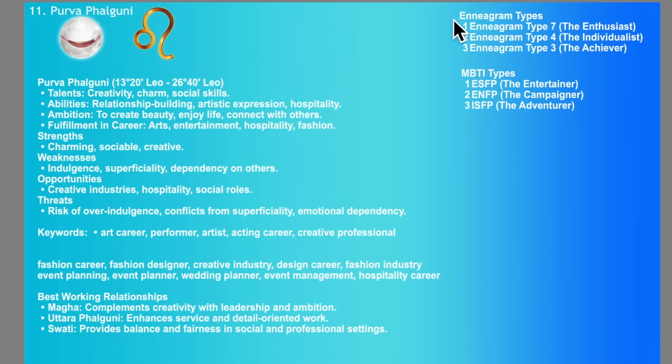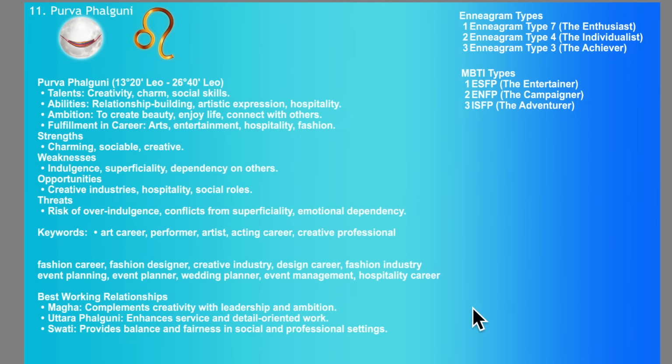Next, let us see the Enneagram type matches to Purva Phalguni and MBTI matches to Purva Phalguni, meaning whichever of these three Enneagram types you have, you can take the test. It's in the free download section in another playlist here in this channel. So the Enneagram type, if you are type 7, let's say, and you have Purva Phalguni dominance, then what kind of careers you can choose.